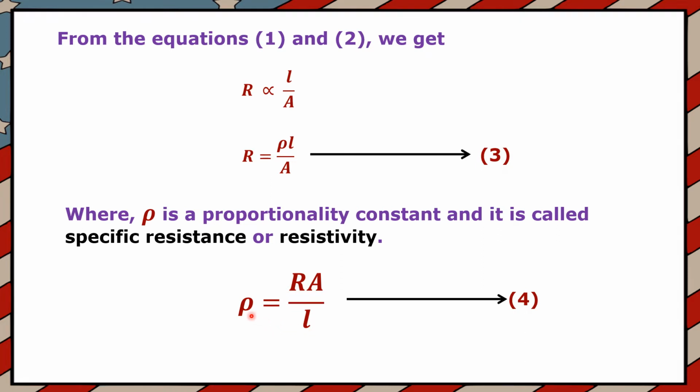So what is rho here? Rho is the specific resistance of a material, isn't it? So rho is equal to RA by L. In this equation, rho is the specific resistance, R is the resistance, A is the cross-sectional area, whereas L is the length of the wire or conductor. So this is the equation to find the specific resistance of a given material.